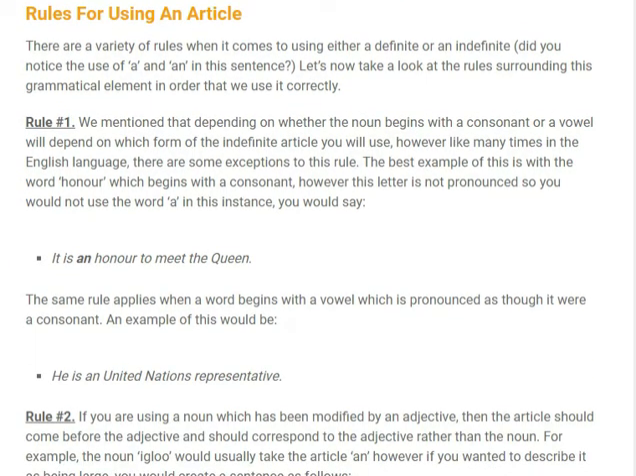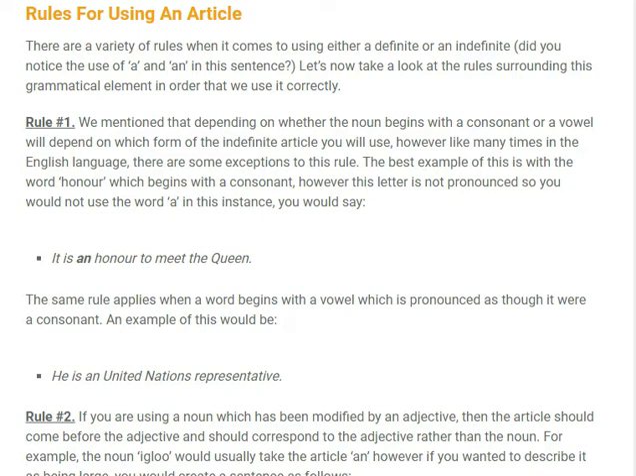We mentioned that depending on whether the noun begins with a consonant or a vowel will depend on which form of the indefinite article you will use. However, like many times in the English language, there are some exceptions to this rule. The best example of this is with the word honor, which begins with a consonant. However, this letter is not pronounced, so you would not use the word a in this instance. You would say, "It is an honor to meet the Queen." That's, of course, because the H is not pronounced.